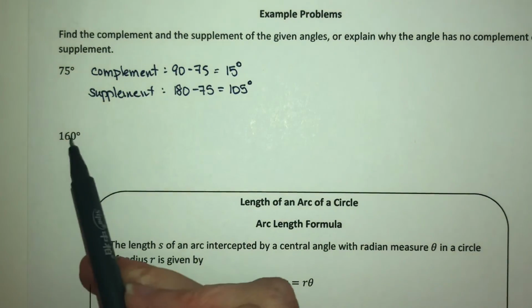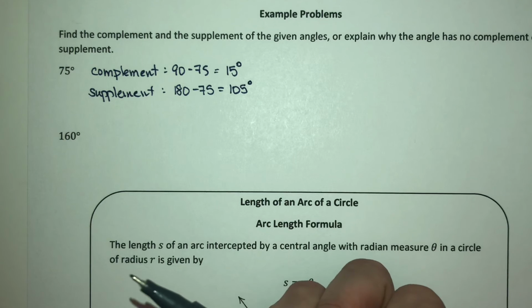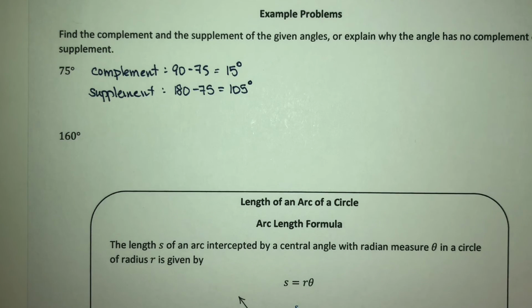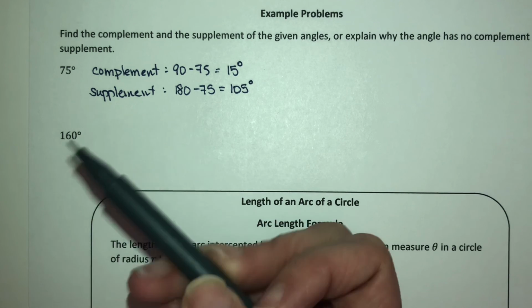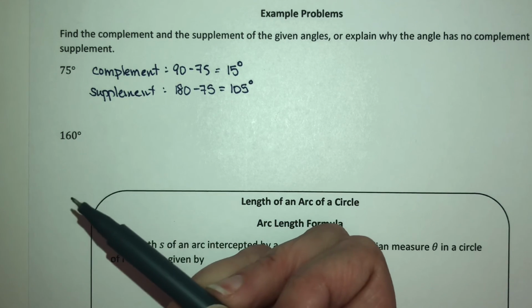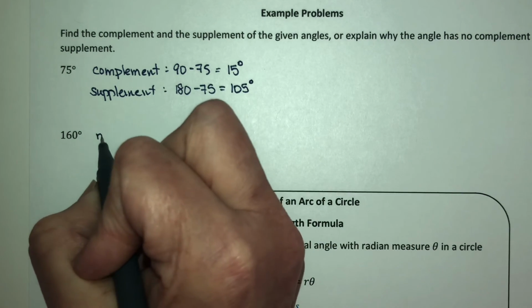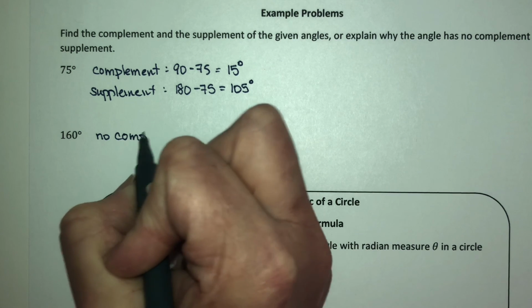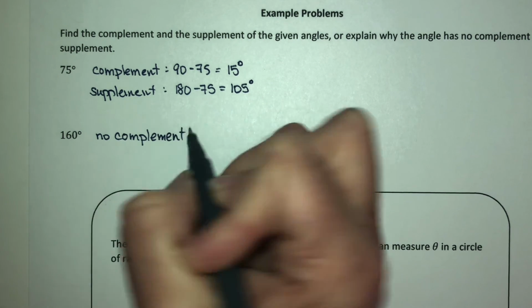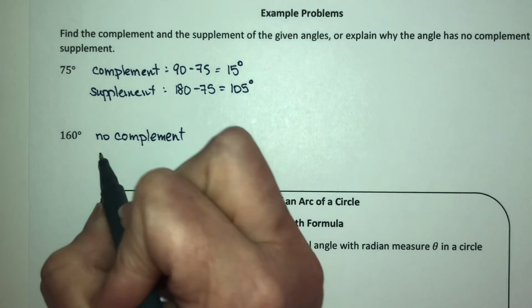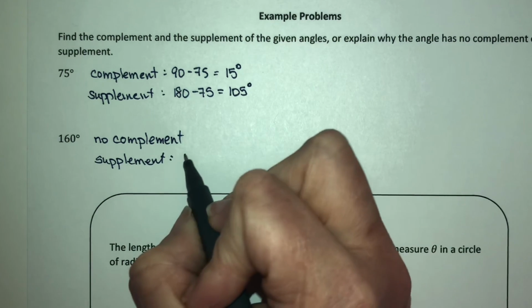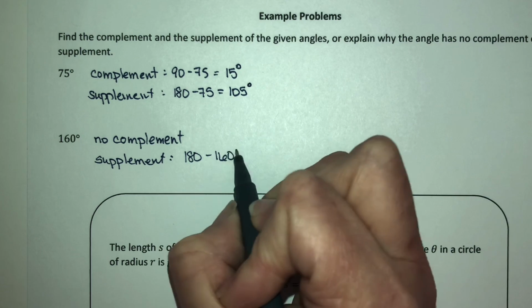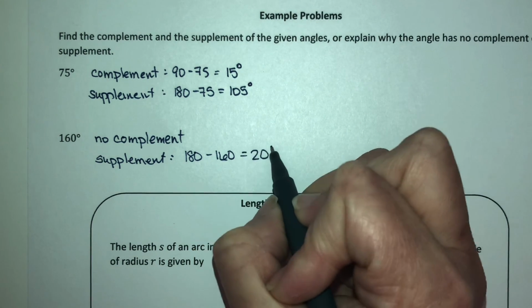Now for 160 degrees, we want to find the complement and the supplement. Now, our definition said two positive angles that add to 90 degrees. This is larger than 90 degrees, and if I add any positive number to that, I'm not going to get back to 90 degrees. So there is no complement. It's too big. But we do have a supplement. We do 180 minus 160, and we get that its supplement is a 20-degree angle.